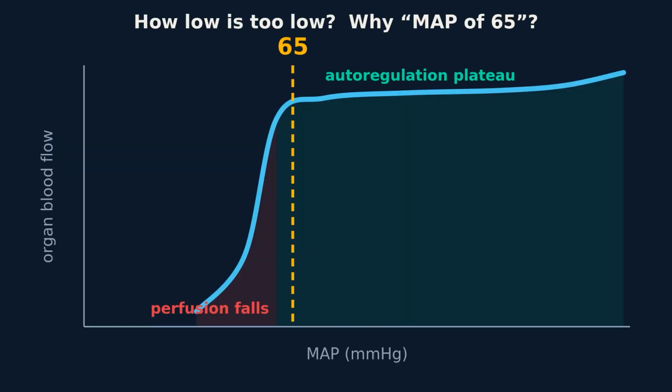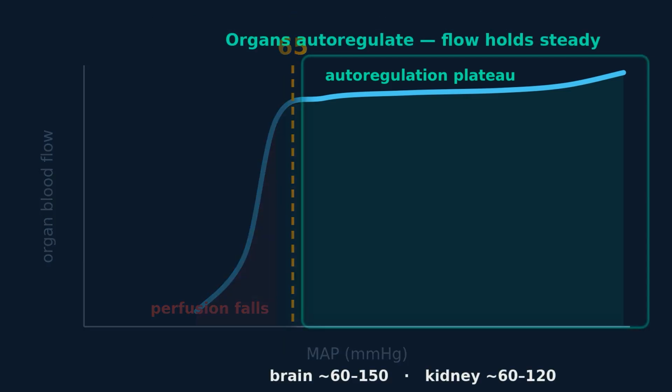One last piece. How low is too low? Why does everyone chant MAP is 65? Your organs are smart. Over a range of pressures, they autoregulate. They adjust their own vessels to keep their blood flow steady, even as the MAP moves. Your brain holds steady across a MAP of roughly 60 to 150. Your kidneys, about 60 to 120.